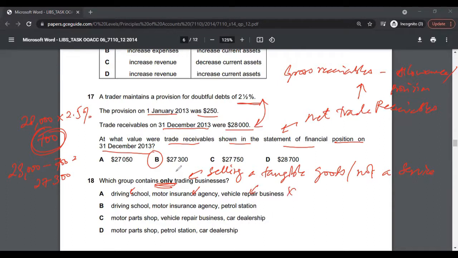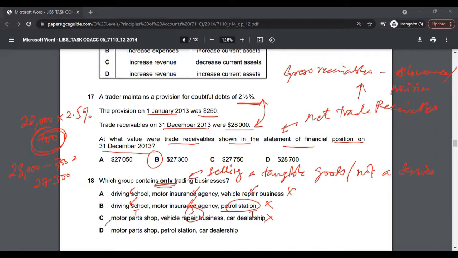We need to select an option where it's only trading businesses. Option B, driving school. No, it's a service business. Motor insurance agency is a service business. Petrol station, yes, that's a good, but again, we need only trading businesses. Option B is incorrect. Motor parts shop, that's a trading business. Vehicle repair shop, that's a service business. Car dealership, that's a trading business, but I still have a service business. So option C is incorrect.